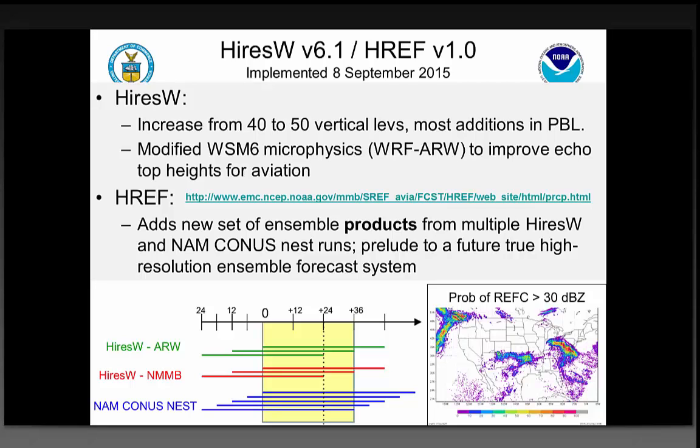This system had some minor changes to vertical structure and some tweaks to the microphysics to help with the EchoTop product used by AWC. And here is a schematic of how we construct the high-resolution ensemble forecast, a time-lag-based ensemble. Eventually, hopefully in 17, if my plan is accepted, we'll have an ensemble in its own right. And then we can turn the high-res window off.